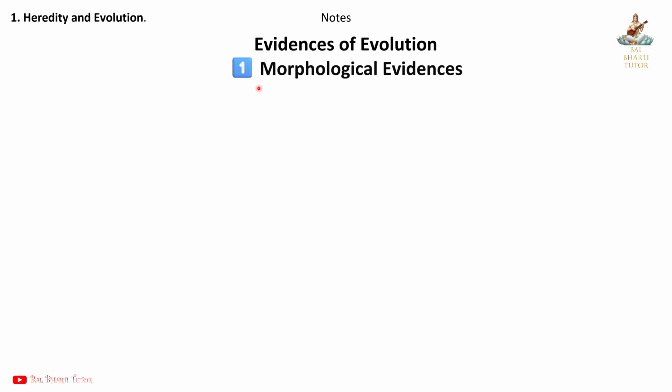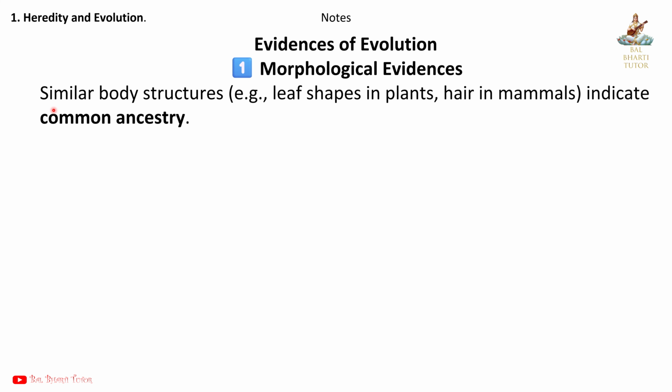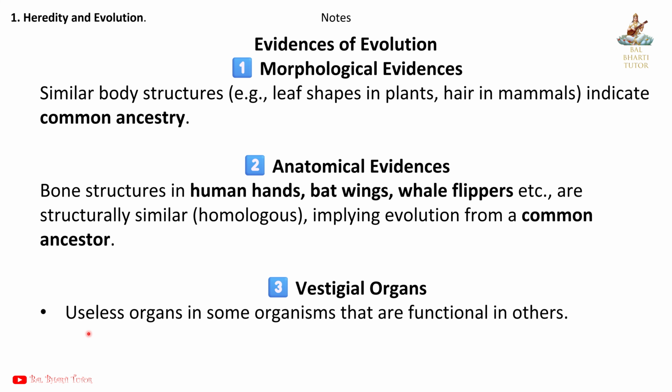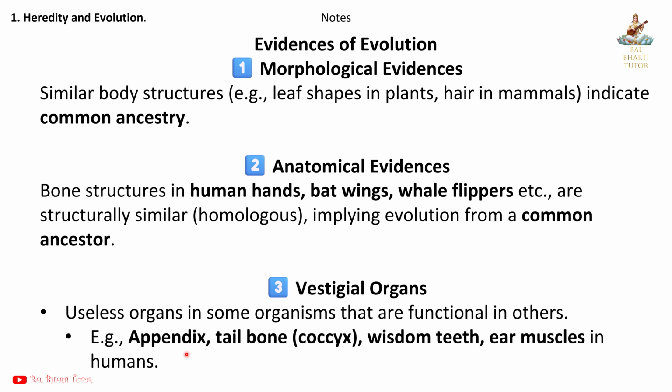Evidences of evolution. First, morphological evidences. Similar body structures, example leaf shapes in plants, hair in mammals, indicate common ancestry. Second, anatomical evidences. Bone structures in human hands, bat wings, whale flippers, etc. are structurally similar, homologous, implying evolution from a common ancestor. Third, vestigial organs. Useless organs in some organisms that are functional in others. Example: appendix, tailbone, coccyx, wisdom teeth, ear muscles in humans.